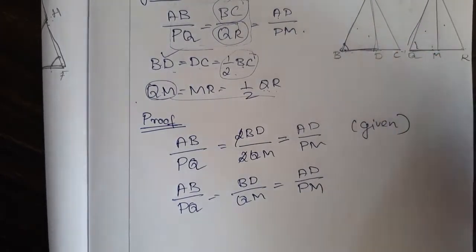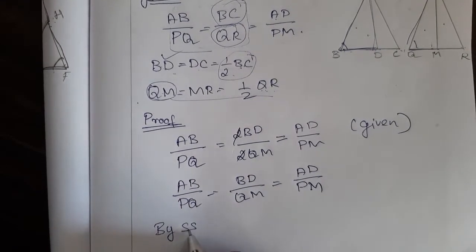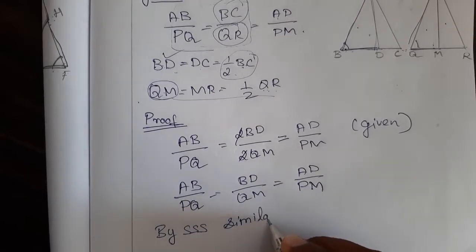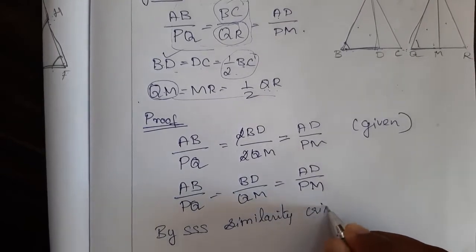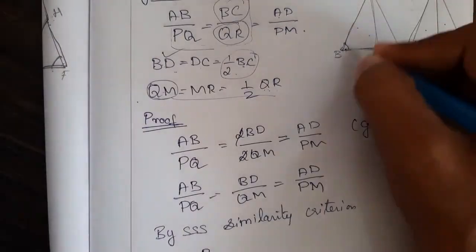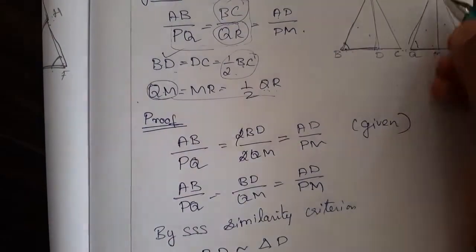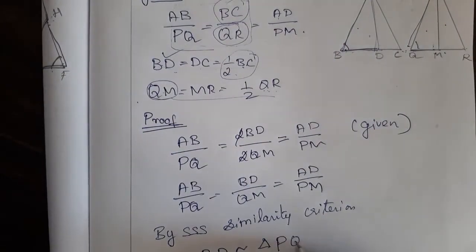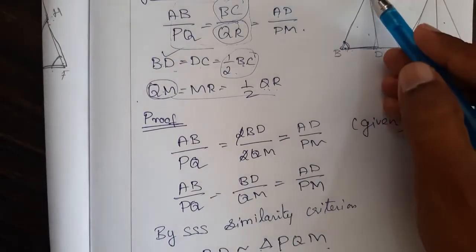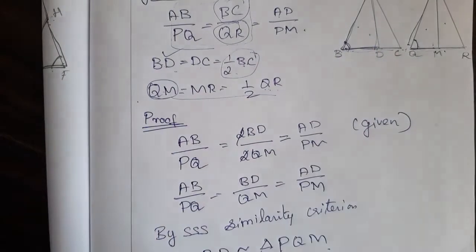So these two triangles are similar now by the triple S criterion, right? So 3 sides are there. So by triple S similarity criterion, triangle ABD is similar to triangle PQM, right? From this I can say these both angles are equal, and already we know that AB by PQ is equal to BC by QR, right?